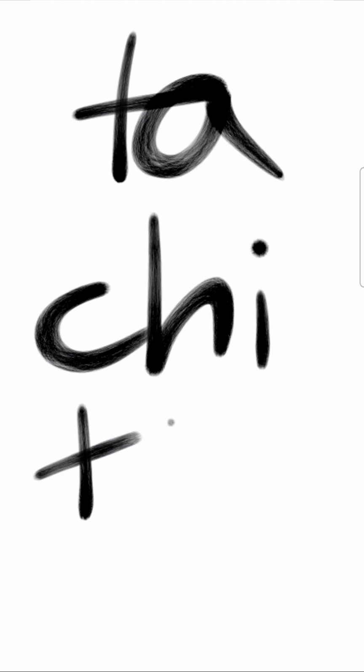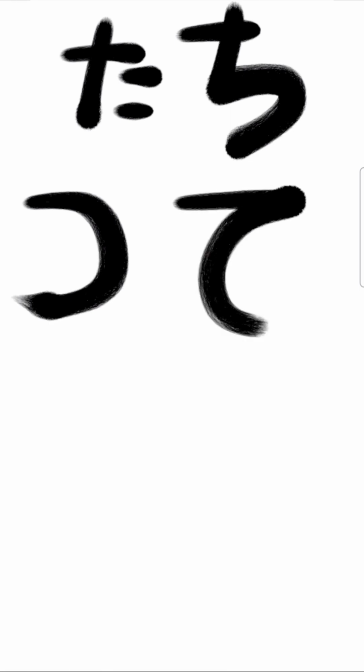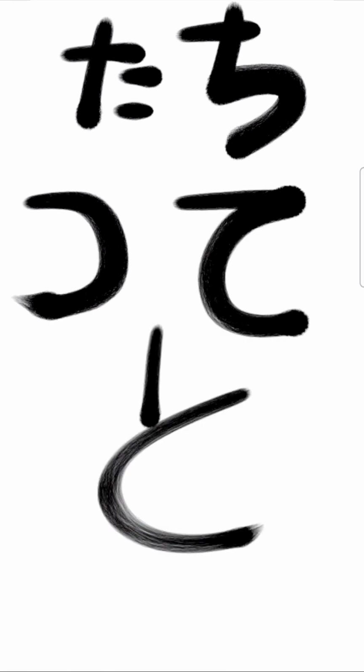So let's draw all the forms. Ta chi, first in English. Okay, tsu, te, and to. So this is ta, then chi, then tsu, then te, then to. Ta chi tsu te to. So this is the ta chi tsu te to.